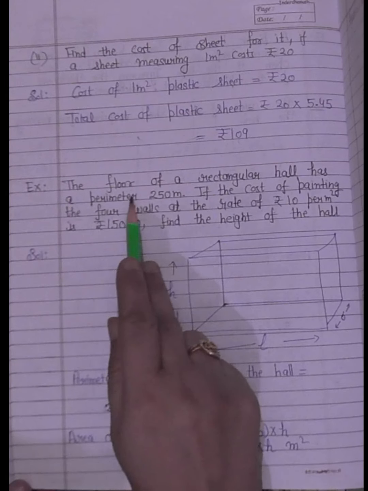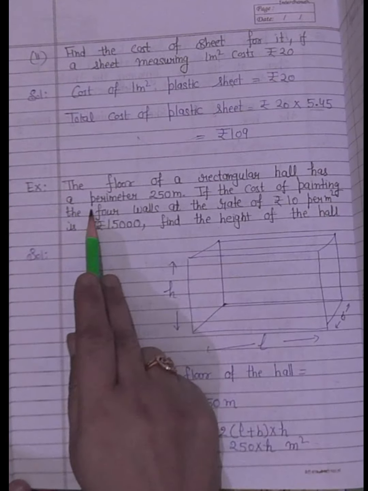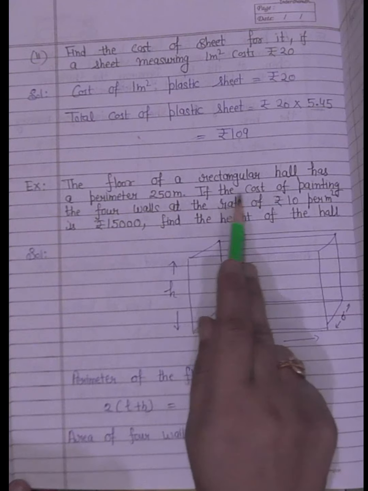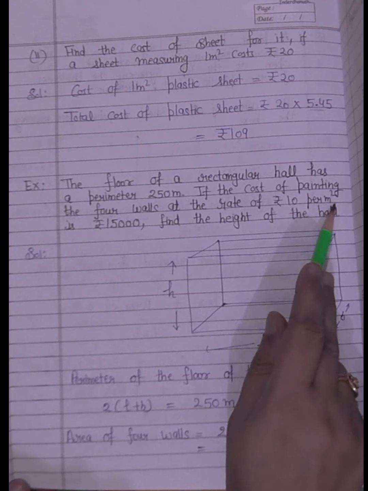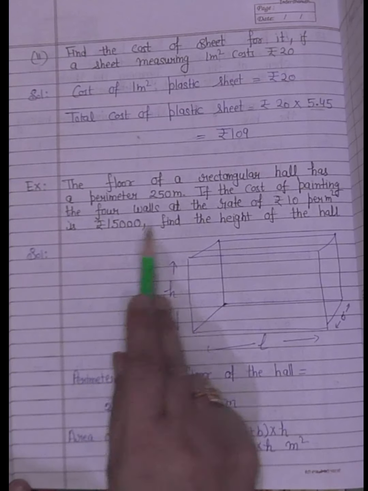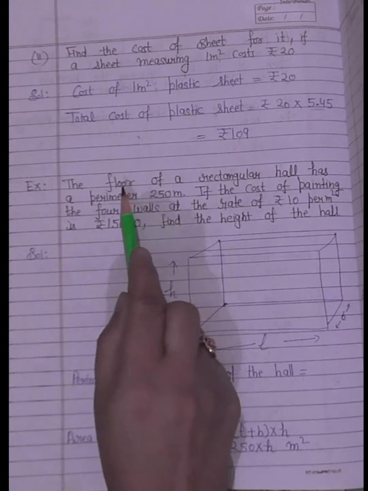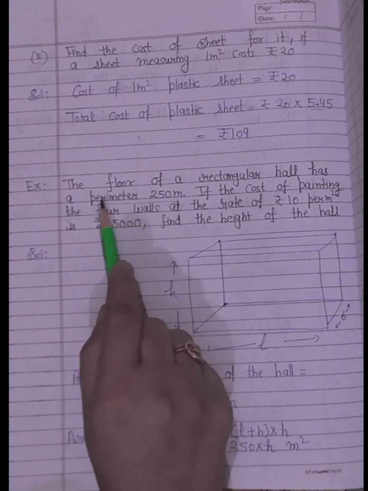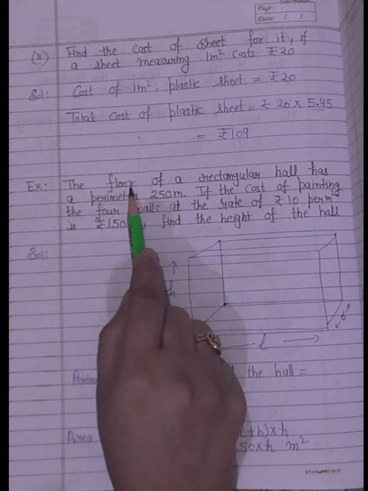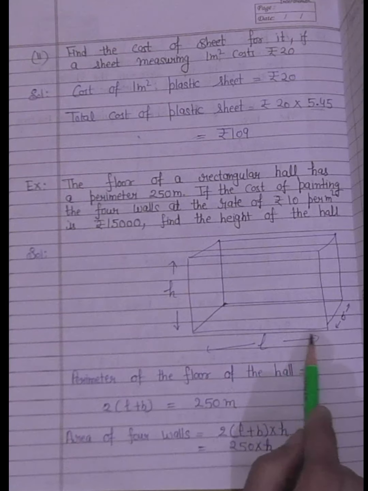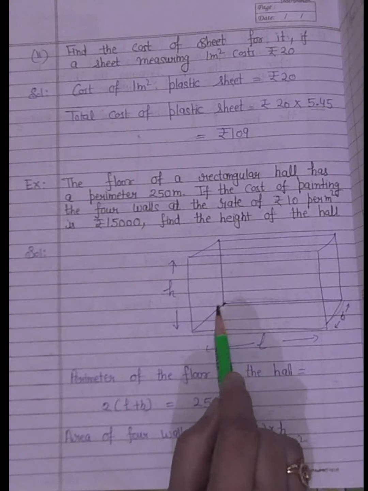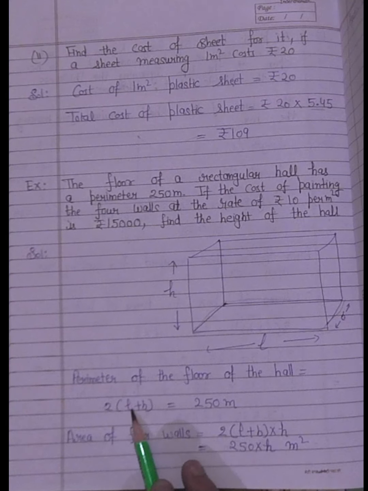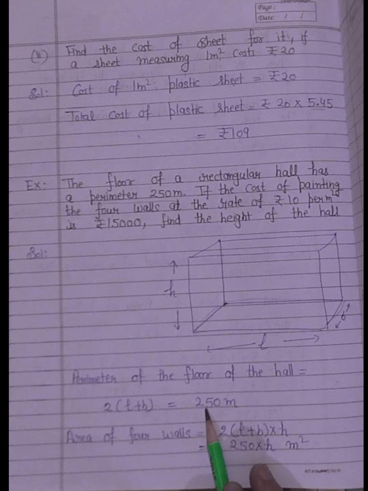Next example. The floor of a rectangular hall has a perimeter of 250 meter. If the cost of painting the 4 walls at the rate of rupees 10 per meter square is rupees 15,000, find the height of the hall. Here what we have is the perimeter of the floor. It means the perimeter of the floor is L plus B plus L plus B. You can say double of (L plus B), that is equal to 250 meter.